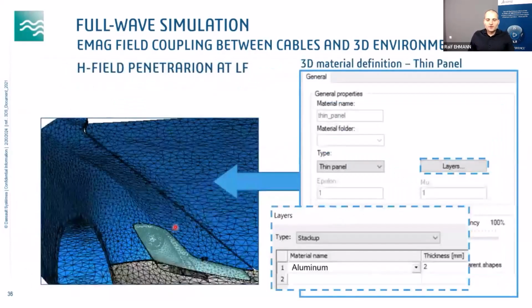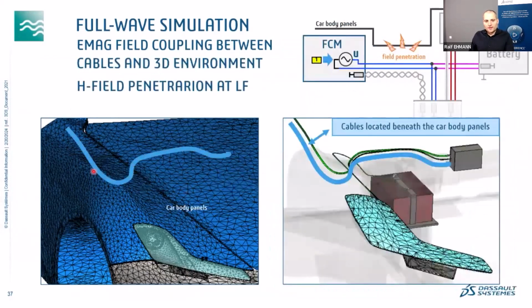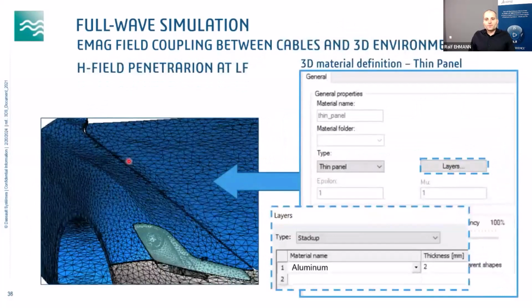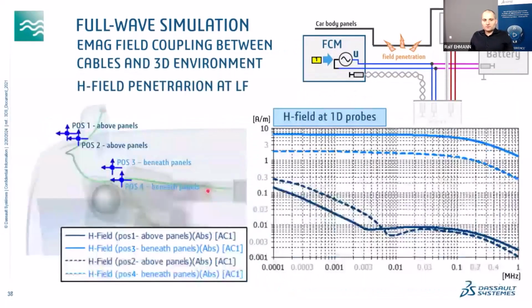Sorry. Before we run it, we also have to allow the field penetration through the corresponding body parts. Here, because the cables are located beneath the hood and the fender, we have to assign those body parts as, for example, a specific thin panel material with the specific material of choice. Once this is done, we can see how the magnetic fields can penetrate.